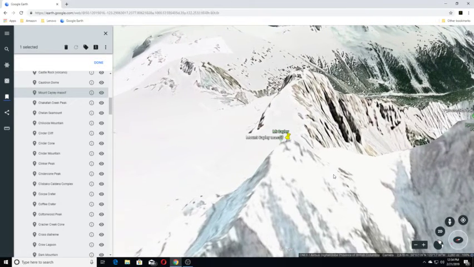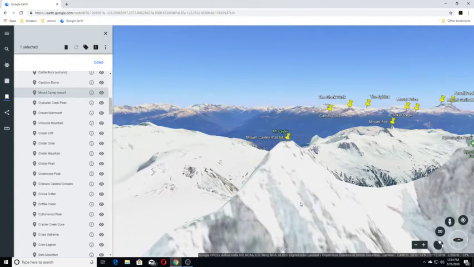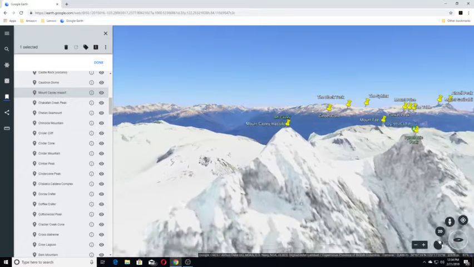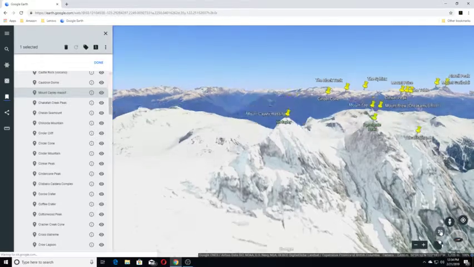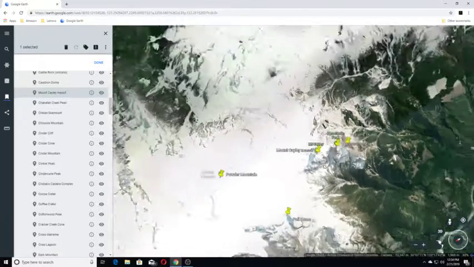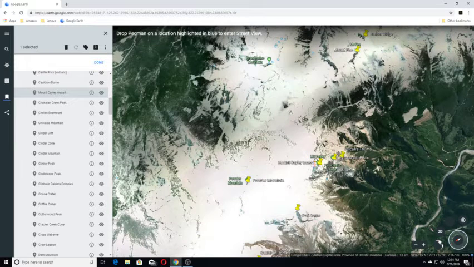And we'll do a tilt here so you can see it more. And this is Mount Kayleigh here. I don't think there's any views in this area, but we can see. And there does not appear to be any here. There are some over in this area, but I don't see any for this area.